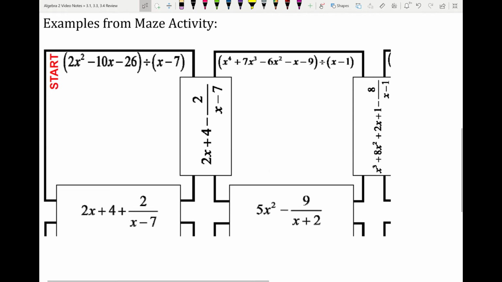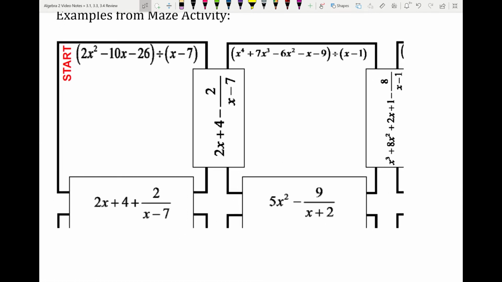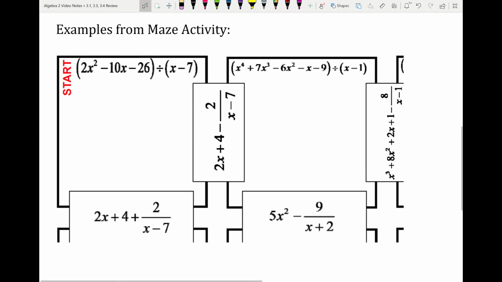All right, now this is another example. These are a couple examples from the maze activity. So I want to make sure that you guys know how to do that. Again, the key is on the class website, or will be. But I just want to go over some of those examples. So let's look at this one. I'll call this number 1. I'll call this number 2.